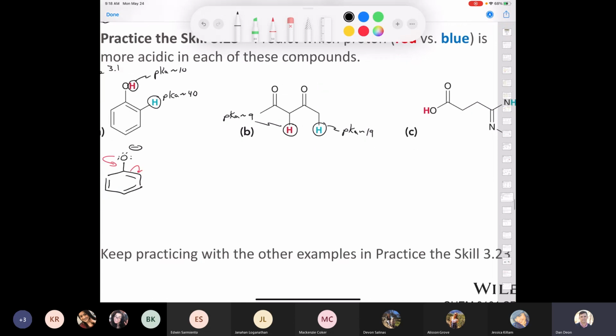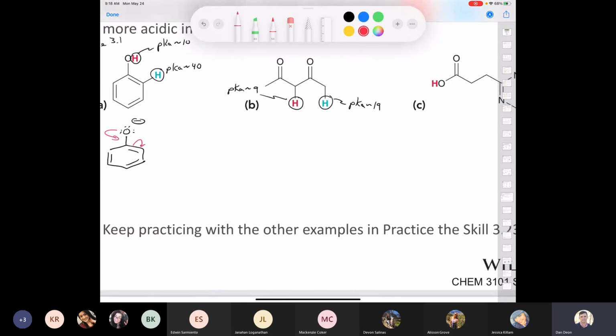Now, if you think about the conjugate bases that would result from the abstraction of the red proton, you would have this, and I'll just draw a quick version here. And you can draw a resonance contributor up here, or you could draw a resonance contributor up here. So that is doubly resonance stabilized.